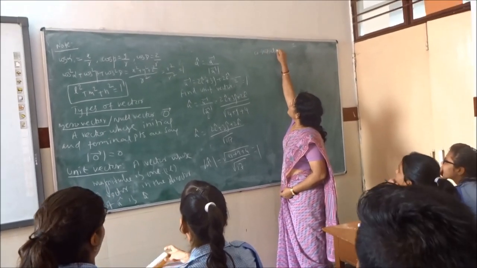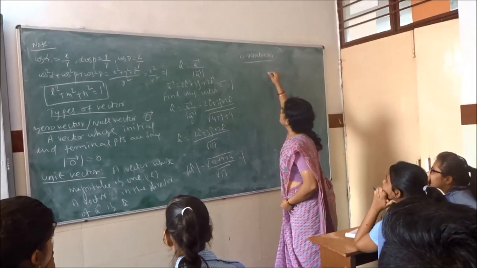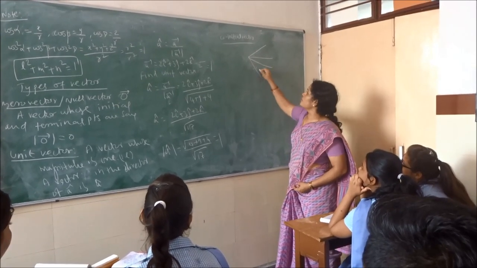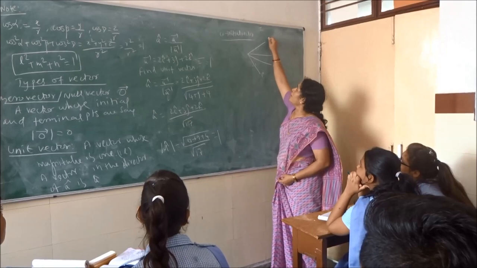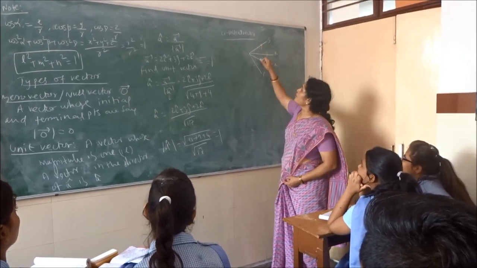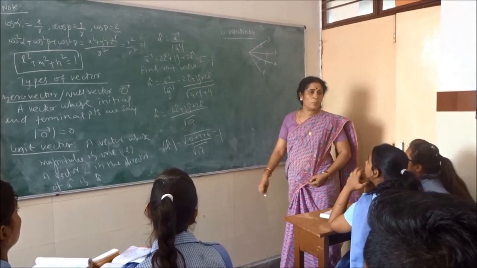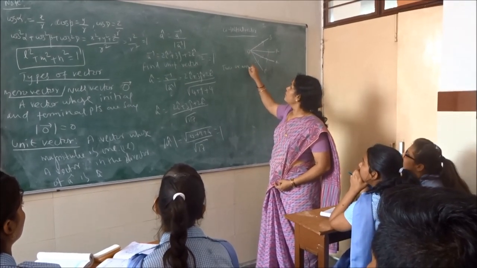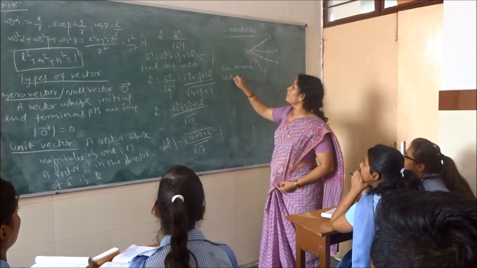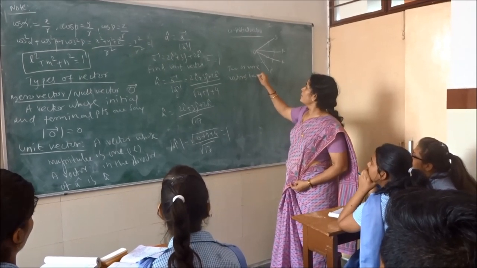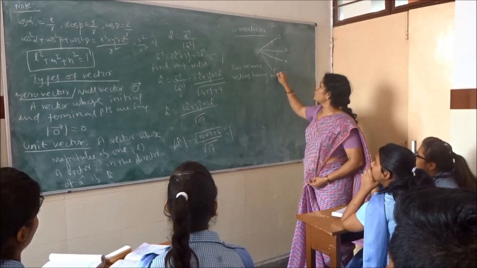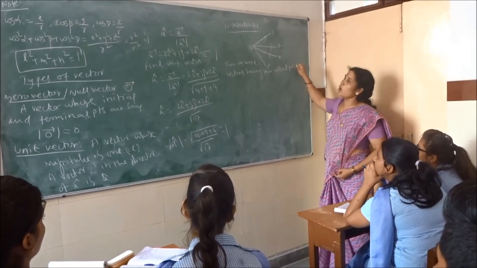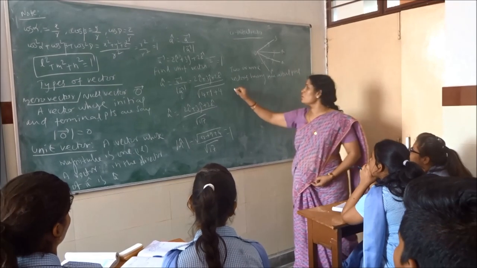Now next is co-initial vectors. What is a co-initial vector? That means vectors whose initial point is the same. Two or more vectors, this is P, Q, R, S, like this. Two or more vectors having the same initial point. That is called co-initial.